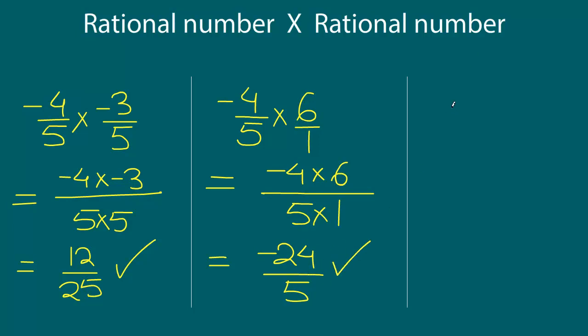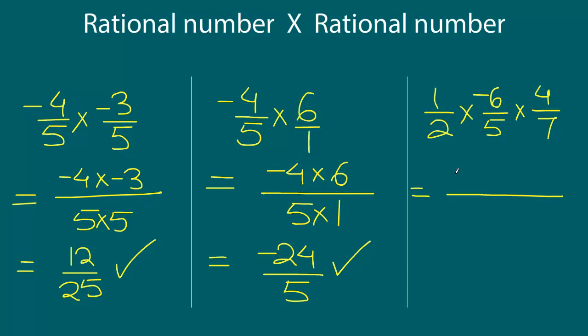So maybe one final example. Let's try this time. Let's say we multiply 1 over 2, multiplied by minus 6 over maybe 5, multiplied by maybe 4 over maybe, let's say, 7 maybe. So here we are multiplying three rational numbers. So what do we get? In the numerator, we will have 1 times minus 6 times 4, and the denominator will have 2 times 5 times 7. Now we can cancel this out.